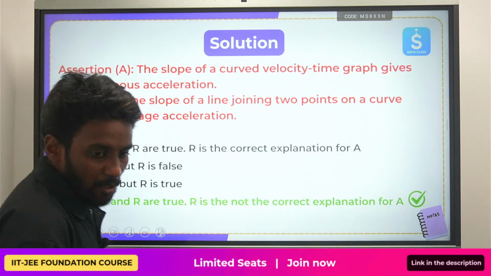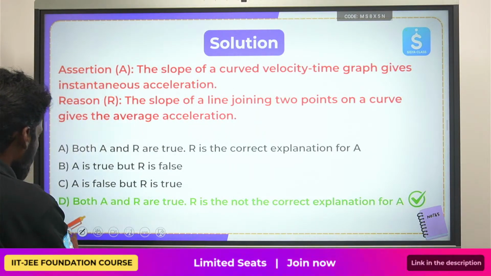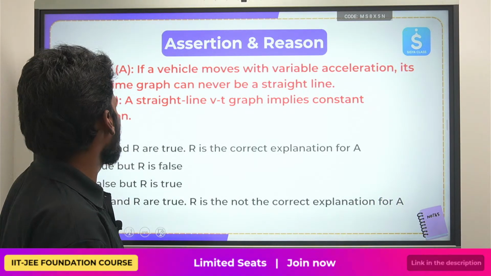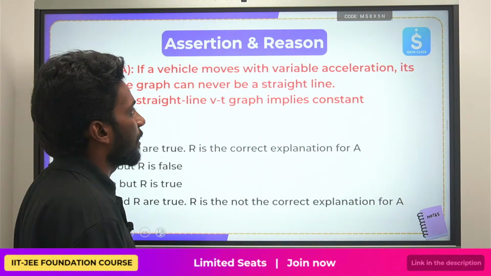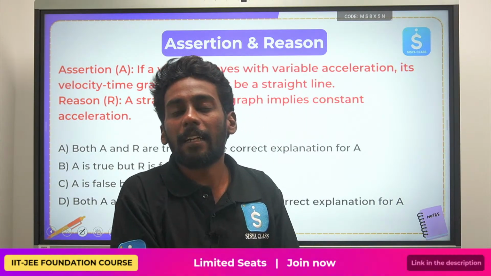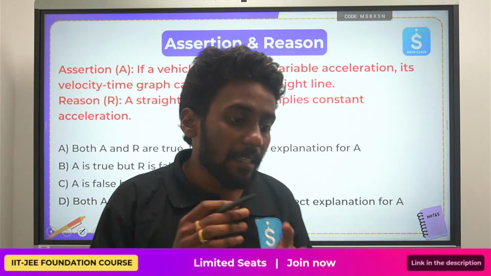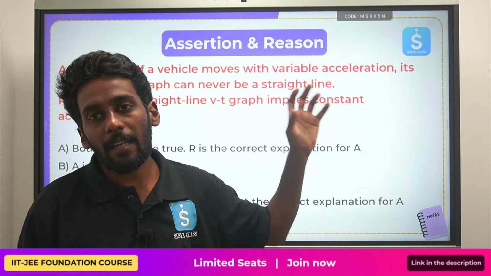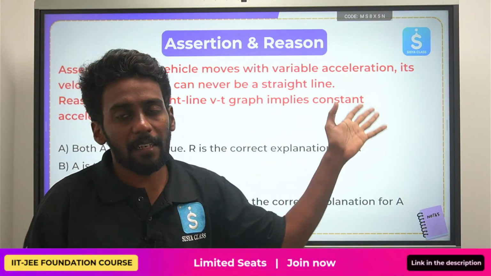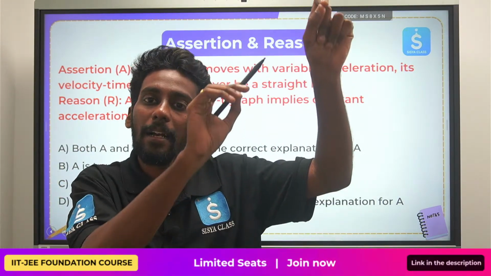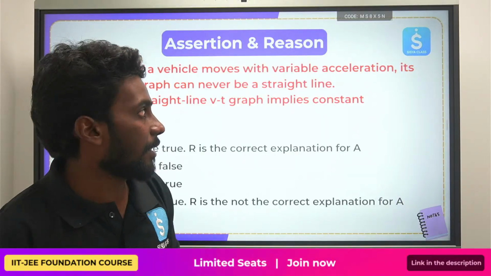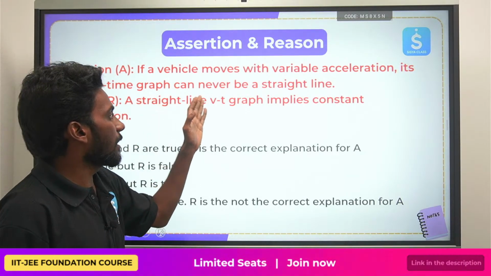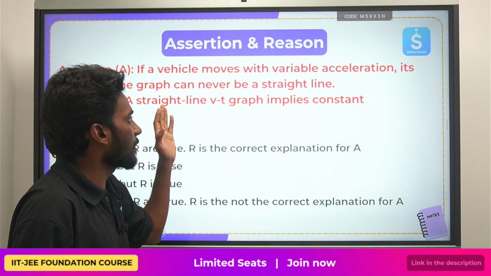Got it? So if a vehicle moves with variable acceleration, its velocity time graph can never be a straight line. Oh, already we studied that one till now, right? So when the object is moving with any kind of variable motion, if it is under variable acceleration, always the graph would be a curve, not a straight line. So it would be automatically true. And the reason, a straight line velocity time graph implies constant acceleration.